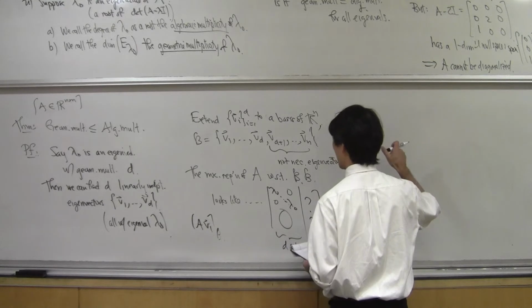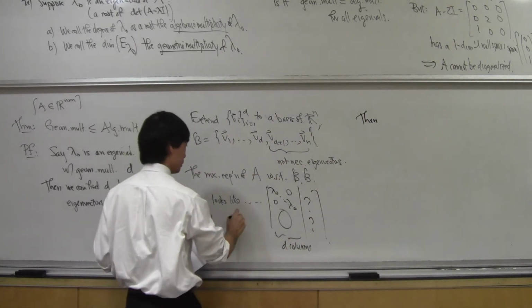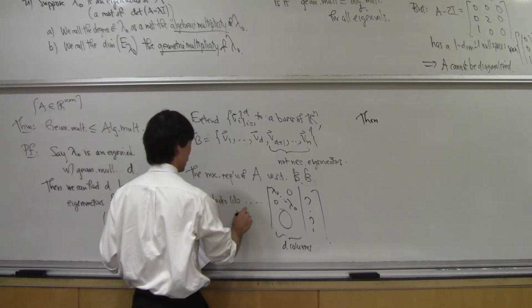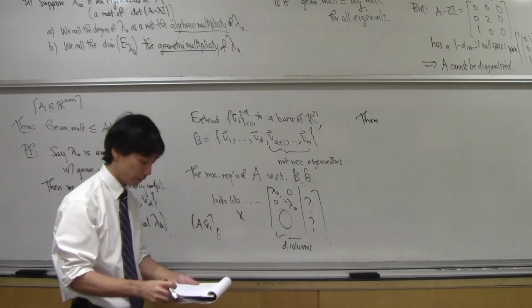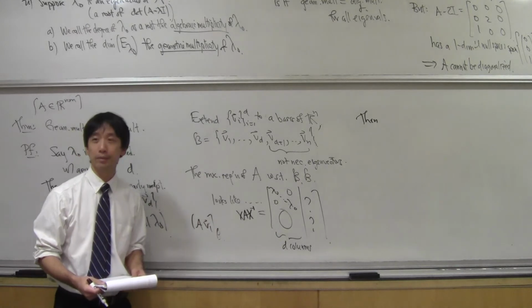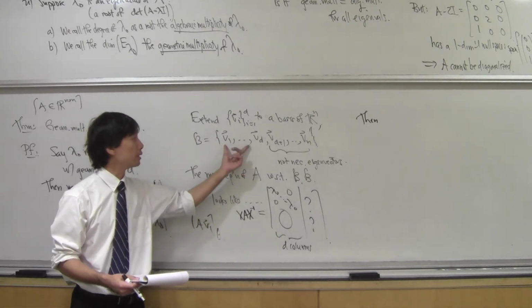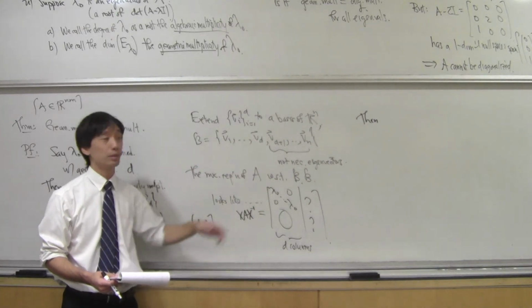Then the characteristic, right? And this is what we denoted as, what do we call this? X inverse, right? Where X is the matrix with these guys as the columns.